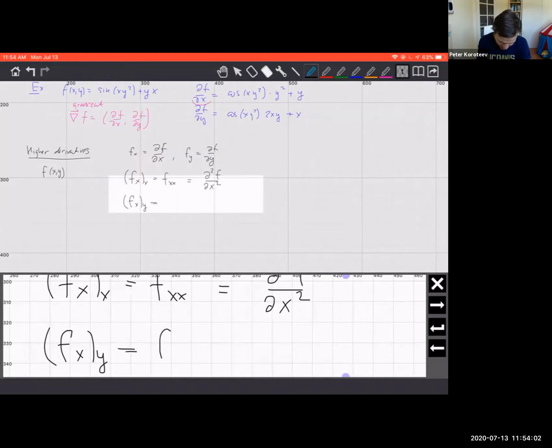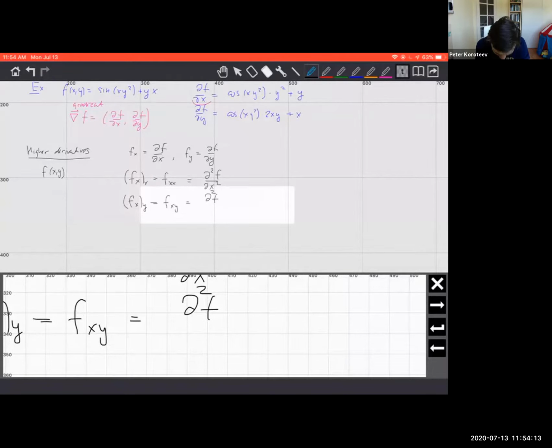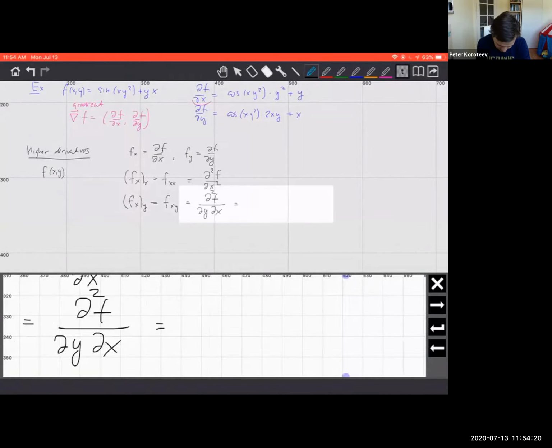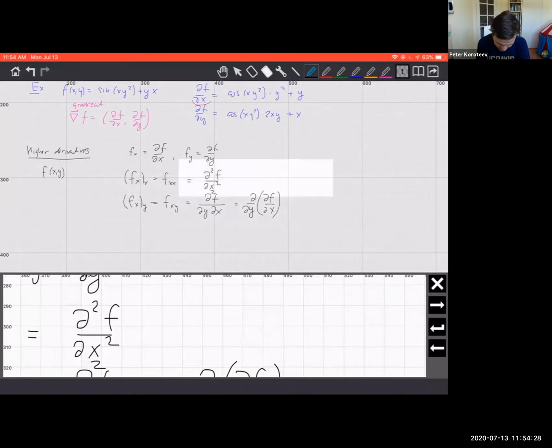f_xy. Let's see, the notation should be, yeah, that's right. So f_xy, and it's denoted as d²f over dy dx. So think of it as applying d over dy to df over dx like this. Right, so this is just d over dy applied to df over dx.